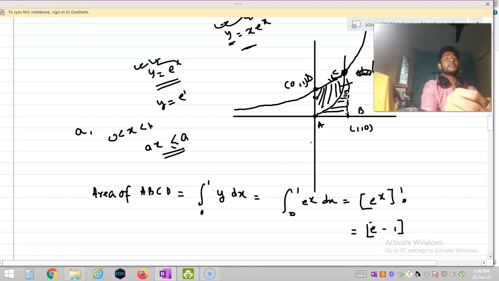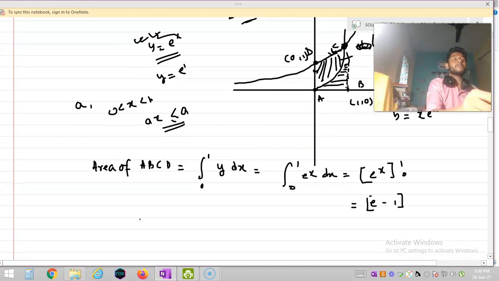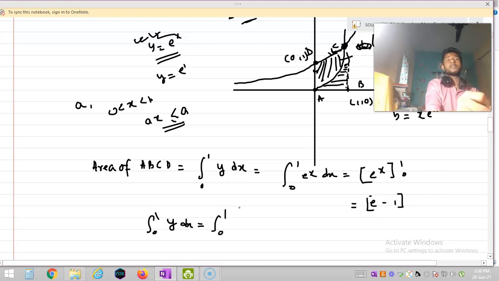Now we need to find the area bounded by the curve y equal to x e to the power x, the x axis, and this line also. How to find the area of this portion? We just need to integrate this curve. I am writing the integration from 0 to 1 of y dx. So this is the integration from 0 to 1, where y is x e to the power x, of x e to the power x dx.